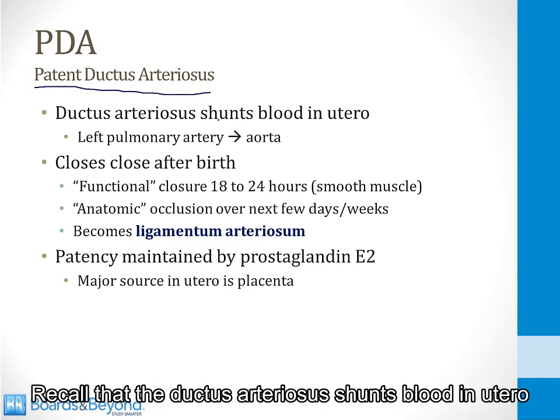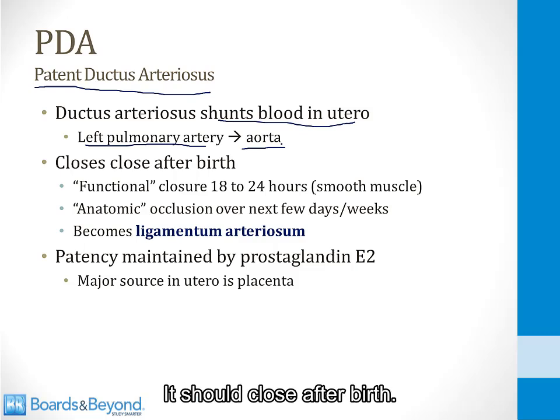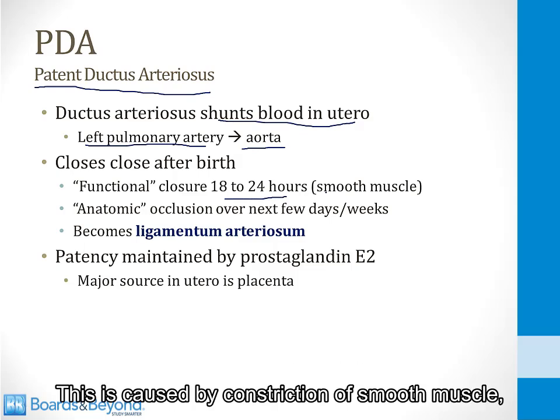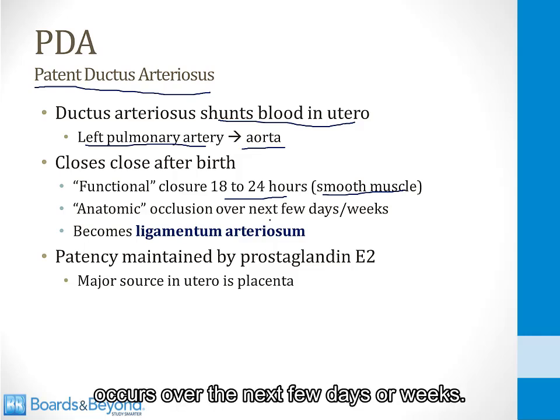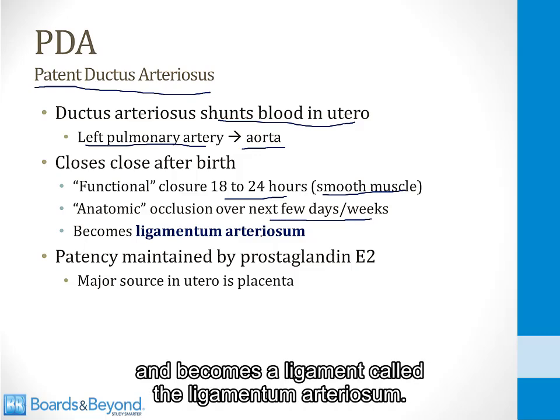Recall that the ductus arteriosus shunts blood in utero from the left pulmonary artery to the aorta. It should close after birth. Functional closure occurs within about 24 hours after birth. This is caused by constriction of smooth muscle. Anatomic closure of the vessel occurs over the next few days or weeks. Basically, the vessel is obliterated and becomes a ligament called the ligamentum arteriosum.